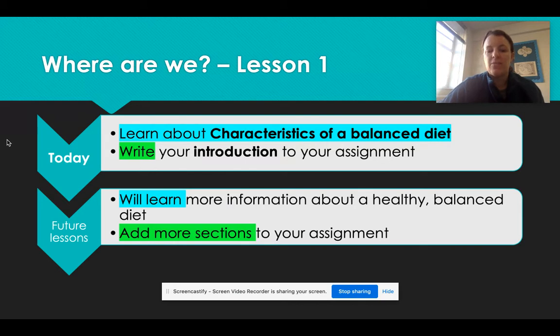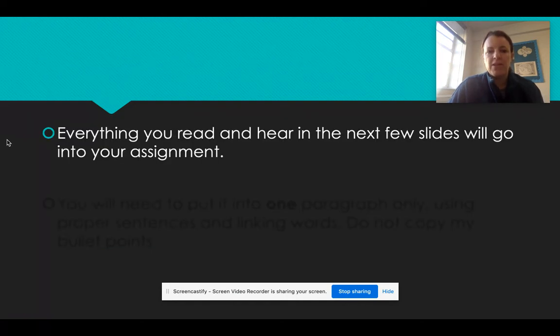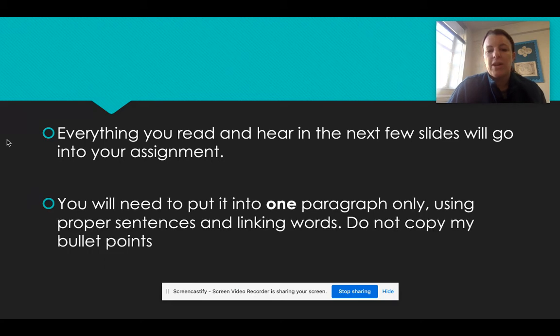In future lessons, we'll learn more information about healthy balanced diets and we'll add more sections to our assignment. Each lesson, we will add more information to the end of your assignment. So, everything you read and hear in the next few slides goes into your assignment. You need to put it into one paragraph only, using proper sentences and linking words. Do not just copy what you see on the screen, you need to add linking words so it reads properly.